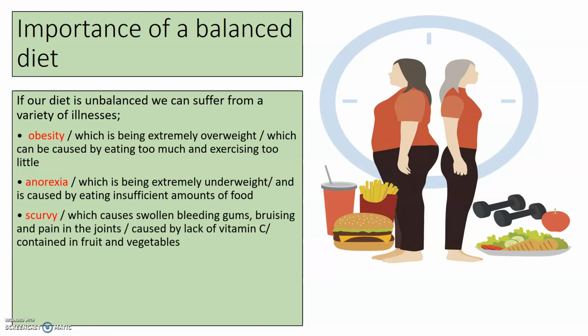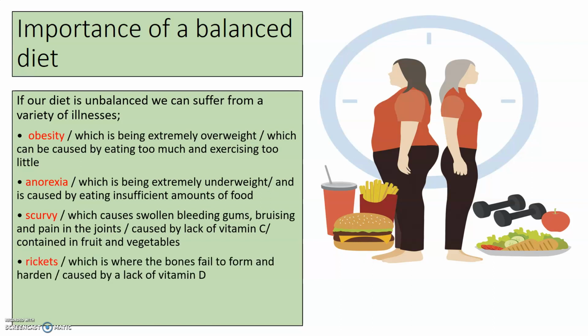We might also suffer from scurvy. This is the idea where we have symptoms of things like swollen, bleeding gums, bruising and joint pains, and also the fact that we lack vitamin C. And vitamin C is really important in regards to our immune system, found in lots of fruits and vegetables, for example. When we think about rickets, okay, rickets is obviously this idea where our bones fail to form properly, they fail to harden correctly, and this is normally due to a lack of vitamin D.